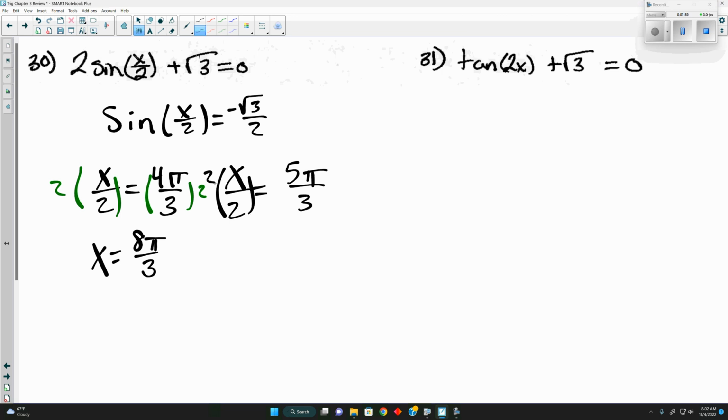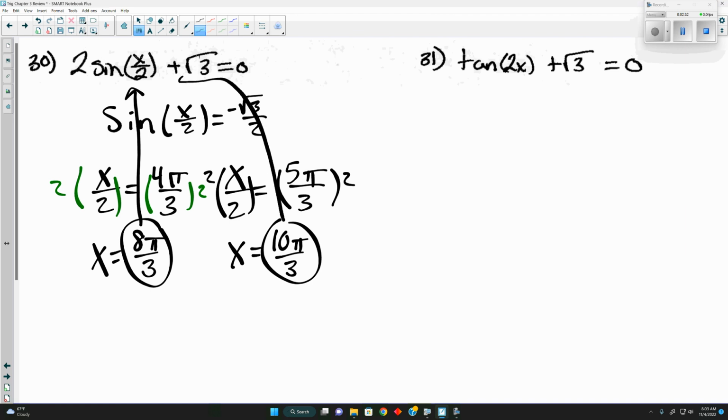We should have done the same thing over here. We should multiply both sides by 2, telling us x is 10 pi over 3. And again, we could plug this back in to check to make sure that they work, because you could plug 8 pi over 3 back into the original equation and see, does it give us 0? If it does, awesome. If it doesn't, then it's not the right answer. The same with 10 pi over 3.